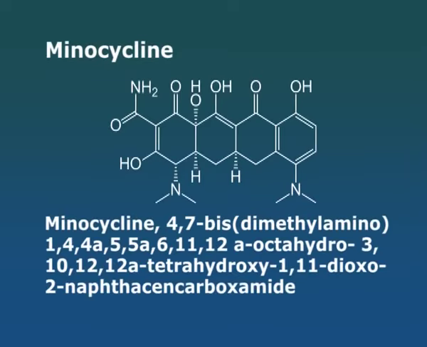Minocycline is 4,7-bis-dimethylamino-1,4,4A,5,5A,6,11,12A-octahydro-3,10,12,12A-tetrahydroxy-1,11-dioxo-2-naphthacene carboxamide. It is synthesized from 6-demethyl tetracycline, which is produced as a result of the vital activity of Streptomyces aureofaciens.